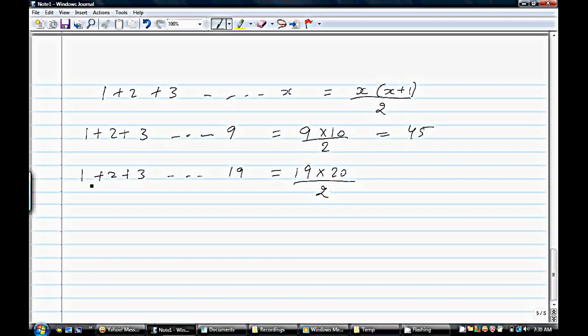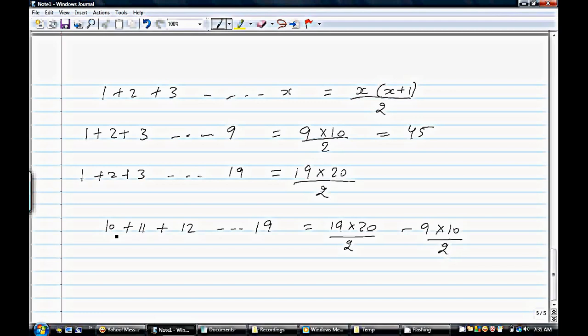Now suppose the number doesn't start from 1 but it starts from something else. For example, 10 plus 11 plus 12 and it goes to 19. So first I have to add numbers from 1 to 19. So that will be 19 into 20 divided by 2, and then I have to subtract numbers from 1 to 9. So that will be 9 into 10 divided by 2.